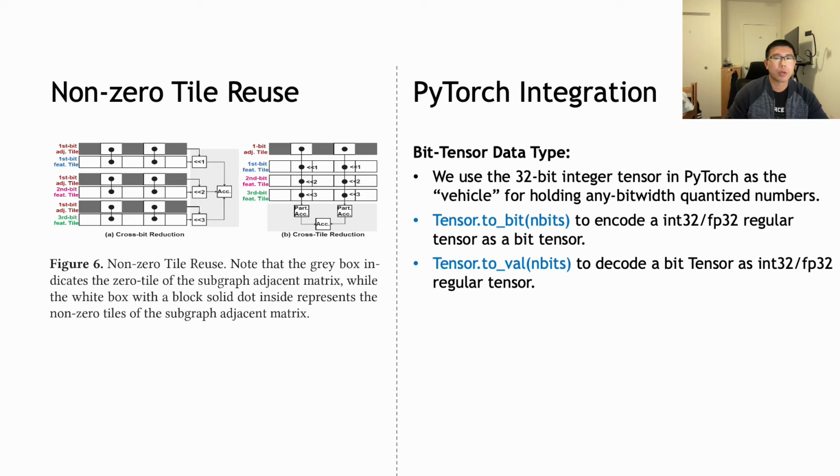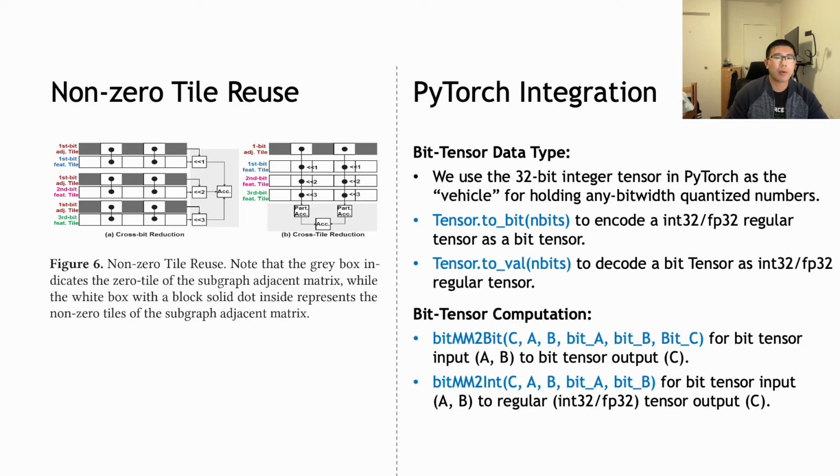And for PyTorch integration, we introduced our bit tensor data type. We use the 32-bit integer tensor in PyTorch as the vehicle for holding any-bit quantized numbers. We also introduced APIs for encoding and decoding from and to those arbitrary bit data types. And we also carry out our computation directly on those low-bit data types by using our customized APIs.